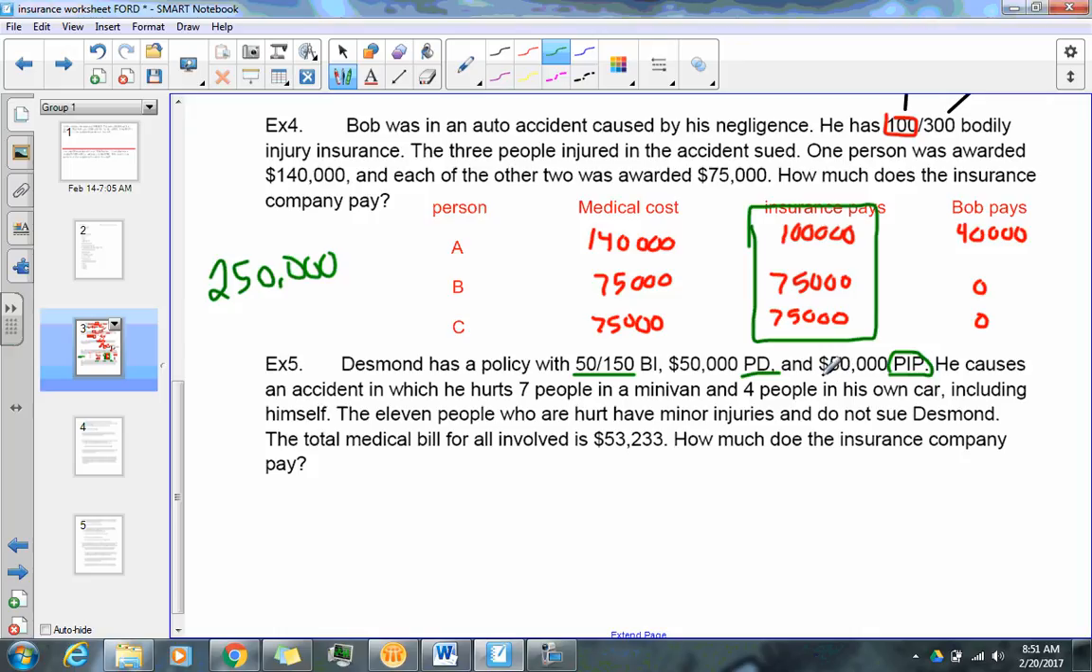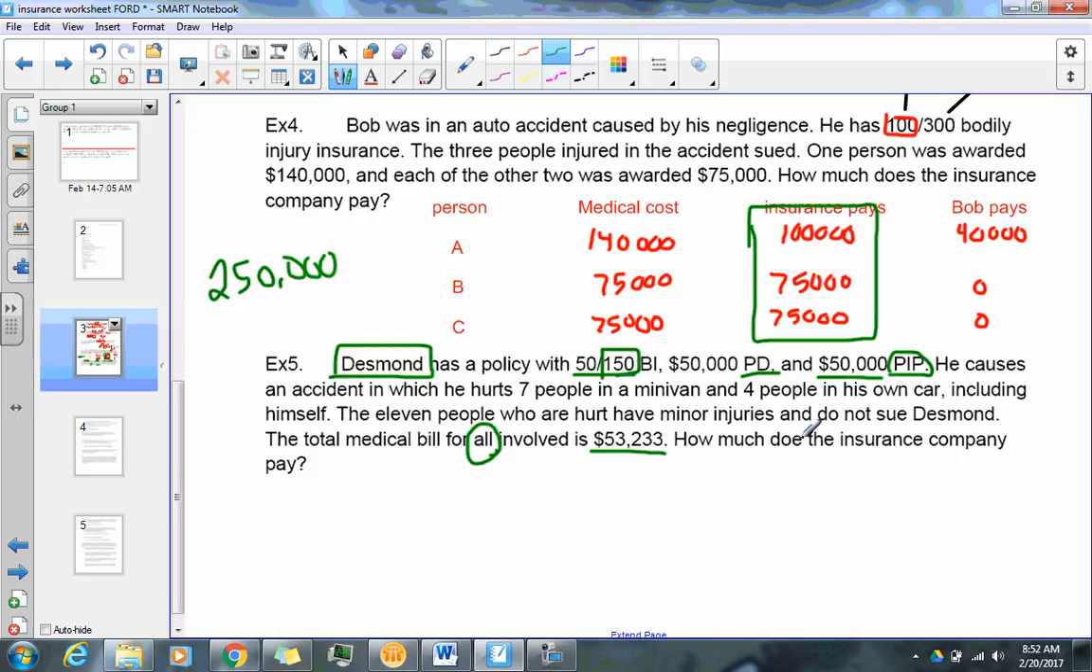What that means is anybody that's in your car, or in this case, anybody that's in Desmond's car, or any of his passengers, is covered under the 50,000 PIP. So he causes an accident which hurts 7 people in the minivan and 4 people of his own car, including himself. The 11 people who are hurt have minor injuries and do not sue Desmond. That's good. So the total medical bill for all involved is 53,000. Now, this 53,000 represents everybody, which would be under the 150,000 BI, because remember, 150,000 is everybody.